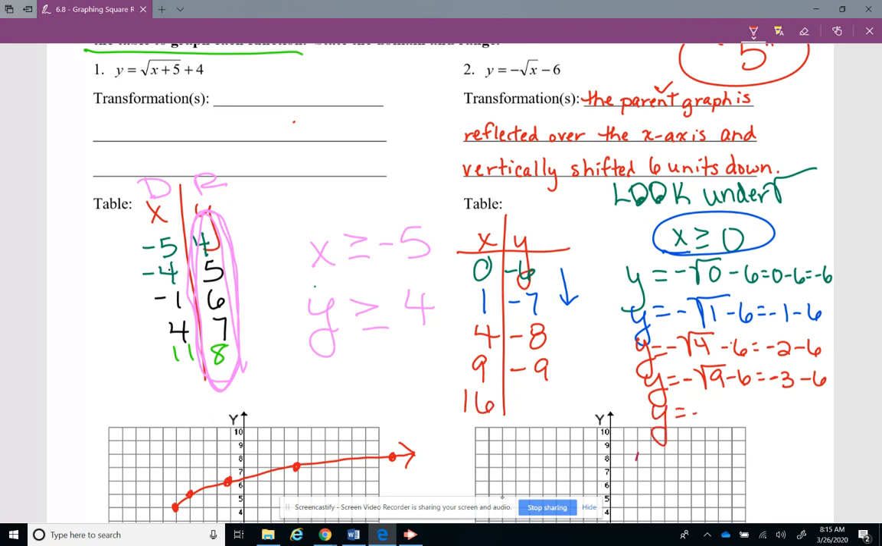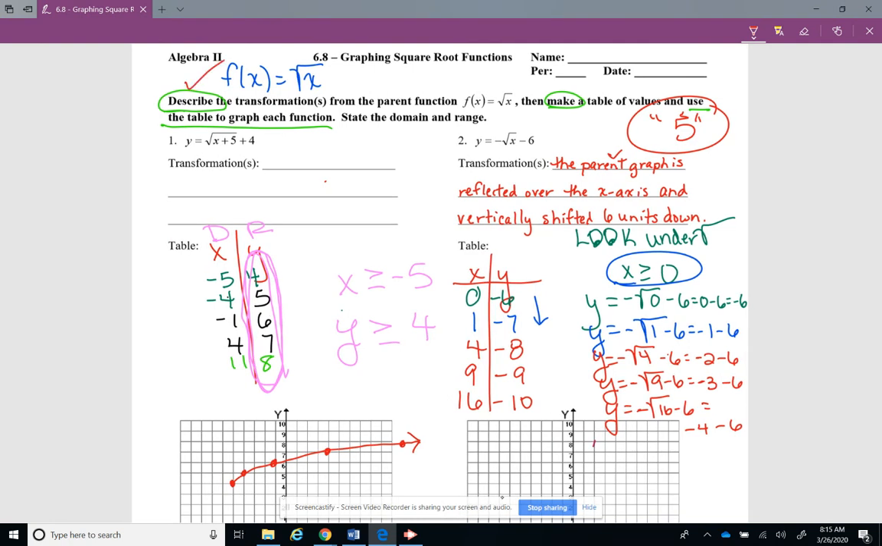So y equals negative radical 16 minus 6. The square root of 16 is 4, so negative 4 minus 6 is negative 10. All right, so we described our function. We made a table. Now we're going to use that table and we're going to graph it.